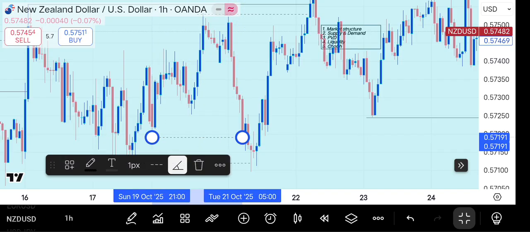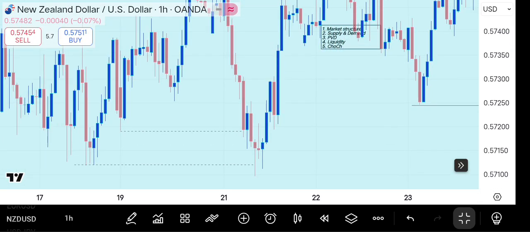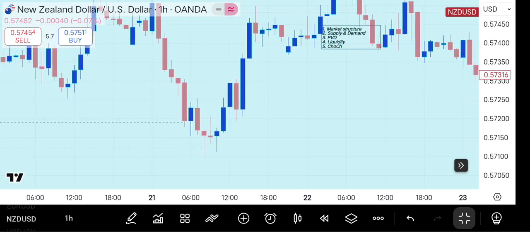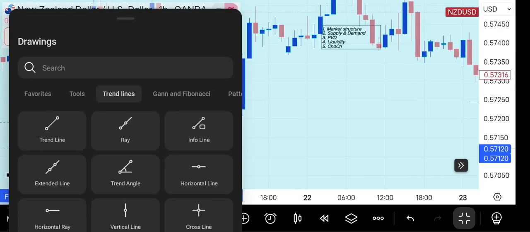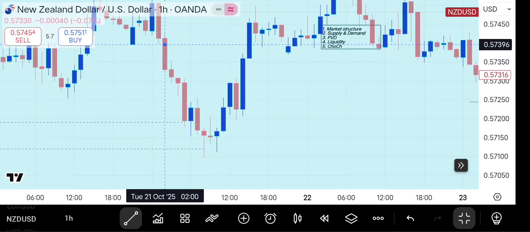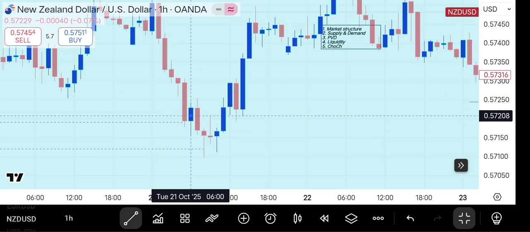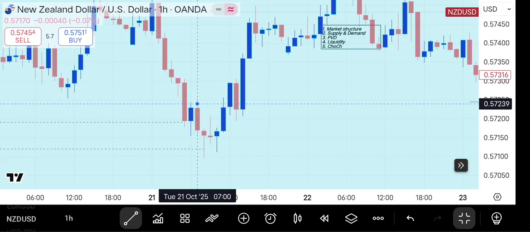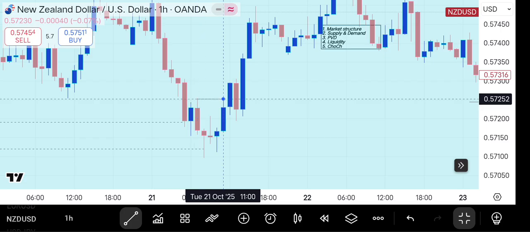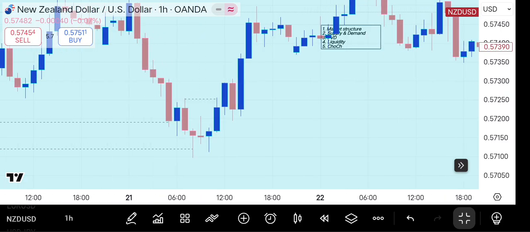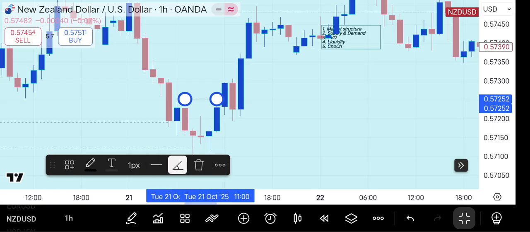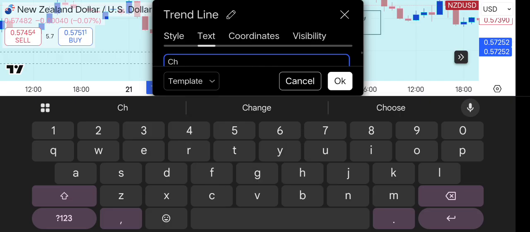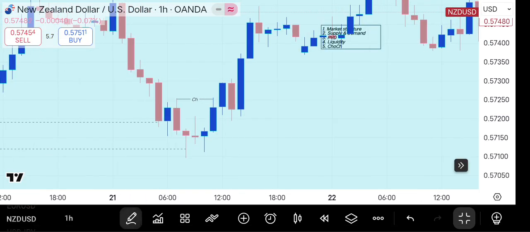But it was like, no, I don't have a change of character yet, because what is the fifth confluence? The change of character. So it dropped down to take out this liquidity, and then now we had a change of character, because look at this. We have a push down, a push up, a push down. That was the last push down, and then it pushed up again, breaking this change of character, guys. That was the change of character right there. I'm just gonna put a CH just to sum things up. That was the change of character.